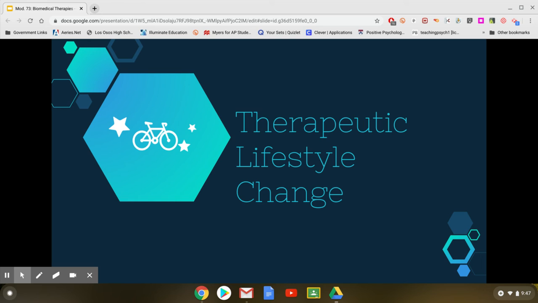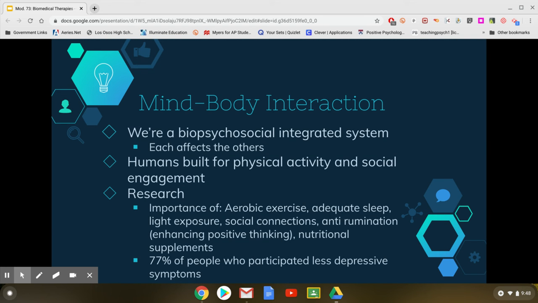The last type of therapy is the type that maybe isn't so much biomedical, but is still important nonetheless. And these are therapeutic lifestyle changes. What this is focusing on is the mind body interaction, understanding that we're a biopsychosocial integrated system. You've seen this as a theme throughout the entire course, that we can't examine just someone's biology, just their psychology, just what's going on in their social environment when we're trying to figure out someone's behavior, but instead know that each affects the other.